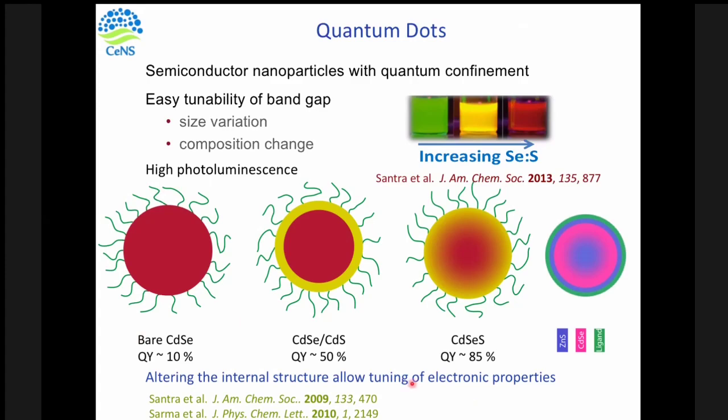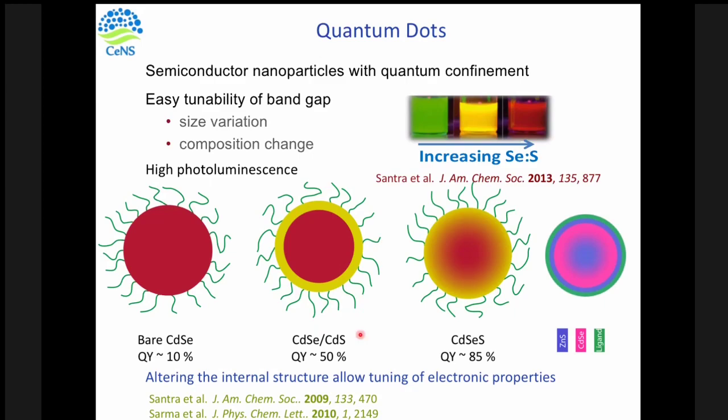Okay. Now, the same cadmium selenide nanocrystal, if we passivate, if we form a core-shell type of structure where the core is cadmium selenide and the shell is cadmium sulfide, and then we have the passivating ligand molecules, then we find that the quantum yield goes up to 50%.